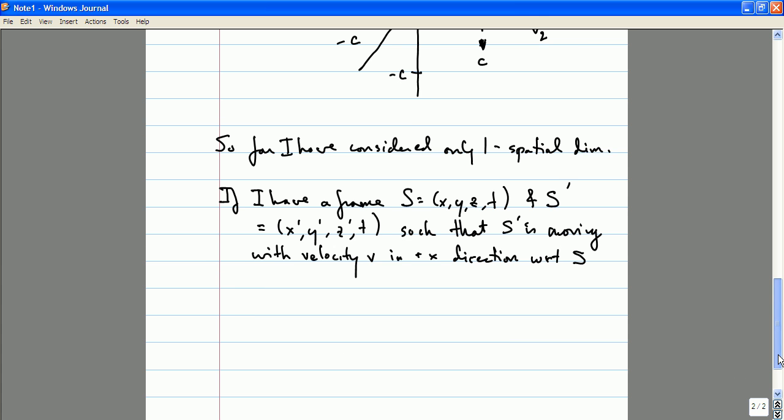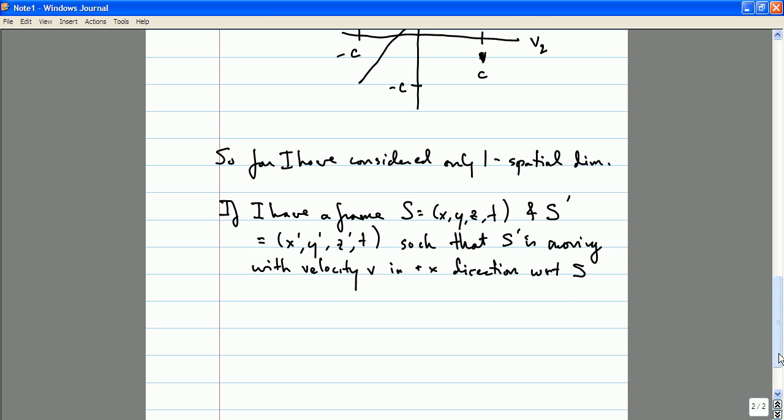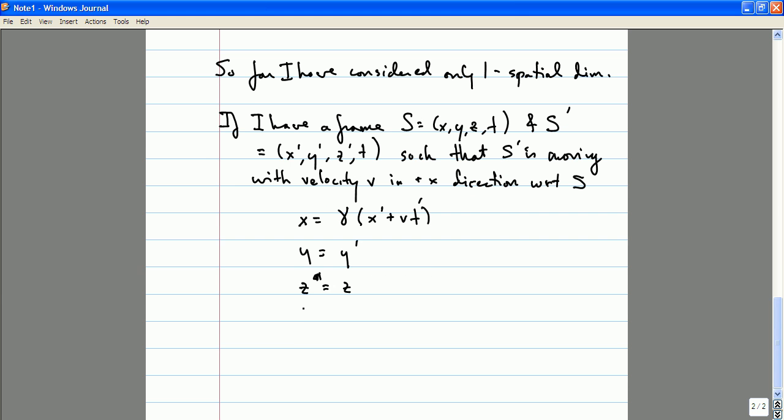Then we would like to understand how these different three-dimensional coordinates are related to one another. And in fact, the answer is very simple. They're related in exactly the way that one would expect. In particular, the x and the t coordinates are related by the Lorentz transformation that we have already derived. And the y and the z coordinates just go along for the ride.